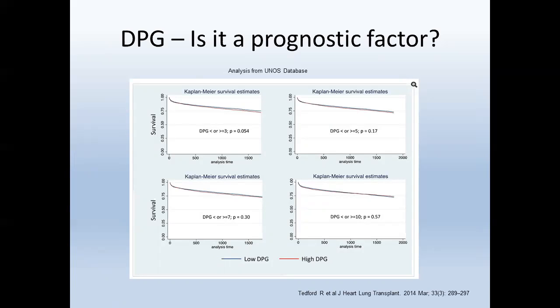This is an analysis from the UNOS database. What he did was, these are patients listed for transplant, and he looked at the DPG because every patient listed for heart transplant gets their baseline right heart cath data entered into the database. He used that to see whether it predicts prognosis. And he couldn't see a difference in survival, whatever cutoff he used. The guideline is 7. He used 3, 5, 7, 10.